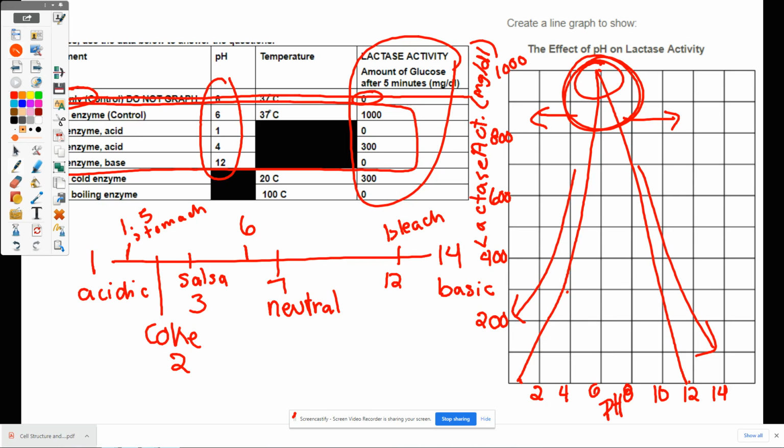And since we understand that pH can cause denaturing, we know that as it gets further and further out of that optimal range, the more and more enzymes are becoming denatured. And when we get to a pH of 1 and a pH of 12, there are no functional lactase enzymes anymore. They are not catalyzing the reaction, and we are not getting any glucose. So that is the graph and what we could get from the graph.